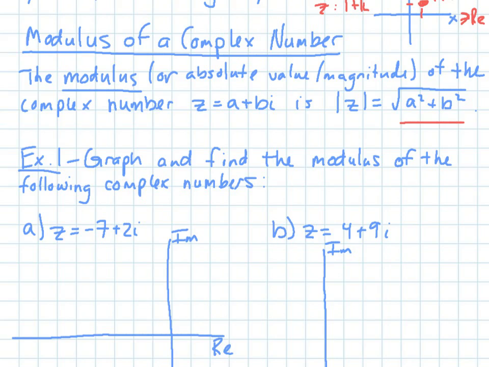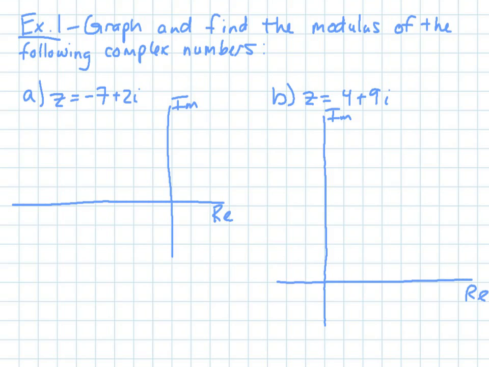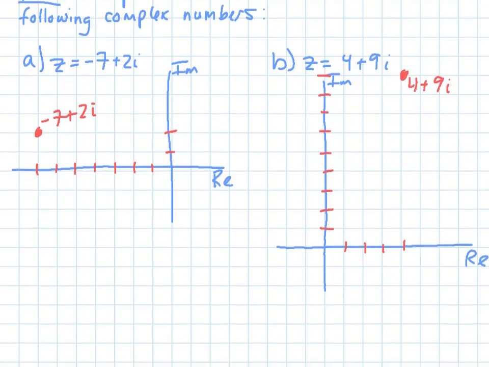Example 1 says they want us to graph and find the modulus of the following complex numbers. Here we want to graph negative 7 plus 2i, so I go over negative 7, and then I go up 2, and that would be my point, and labeling it. For letter B, graphing would be 4 on the real and 9 on the imaginary. And there you go. Now finding the modulus.